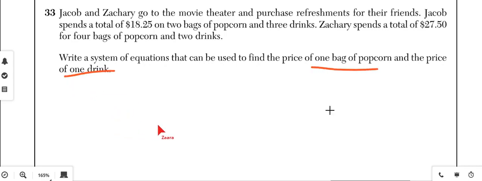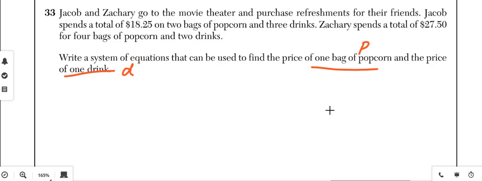So it is giving us a very clear clue that we have to write the equations. When we are writing the system of linear equations, we have to choose some variable for popcorn, which would be very easy to use P, and D for drink.